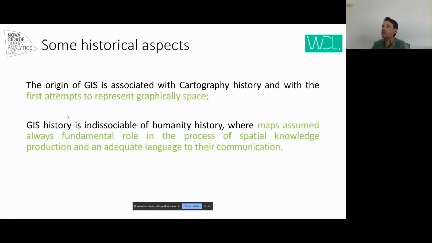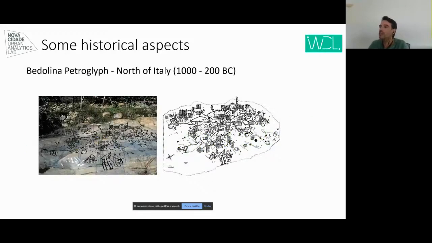So, talking about some historical aspects, GIS is associated with cartography history and with the first attempts to represent graphical space. It is also indissociable of humanity history, where maps assumed a fundamental role in the process of spatial knowledge production, and an adequate language to their communication. So here is an example, a battle in a petroglyph.